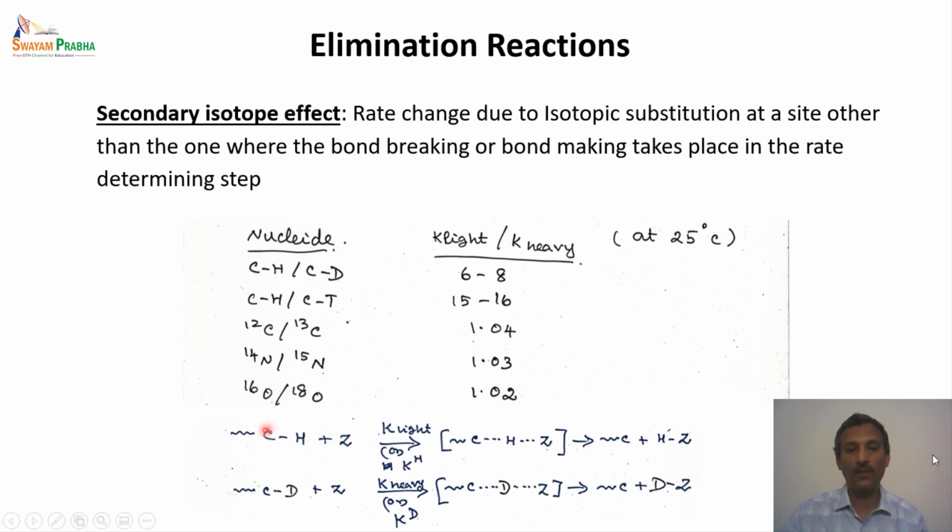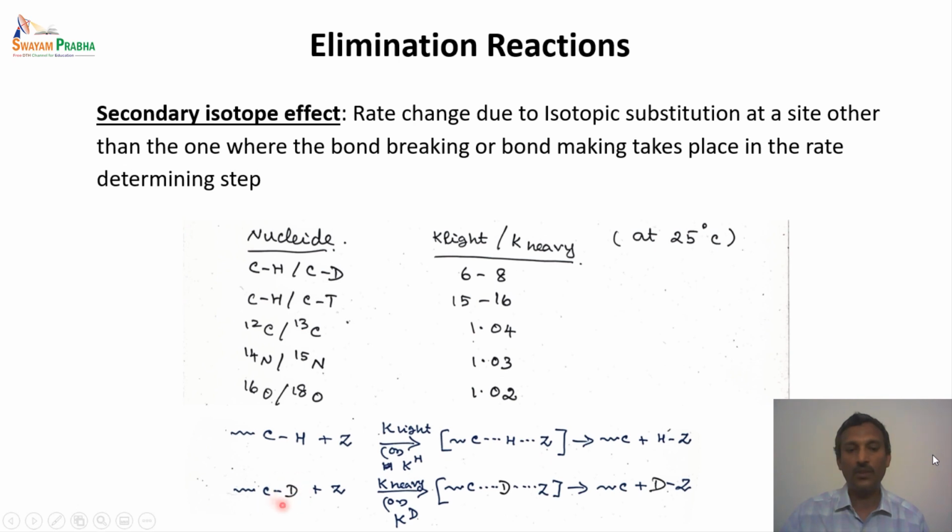For example, if we have a CH bond and a CD bond, these are the two bonds. This is a light isotope, so this is called K light or KH. In the transition state, the C, H and Z are all connected together. If this bond is broken very easily or with difficulty, the rate of the reaction is obviously affected. Here the C is produced and HZ leaves, so here we basically get a carbocation.